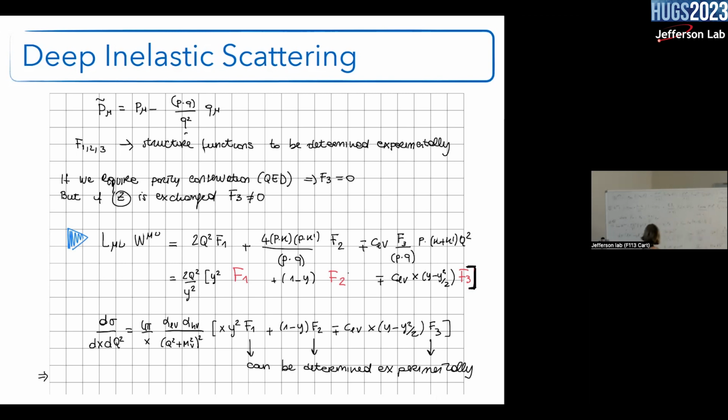Okay? So beautiful. It means that if you measure experimentally the y, q², and x_B, so they're not independent, x_B can be written as a function of y. Anyway, so you just have to measure two objects experimentally. Yes?